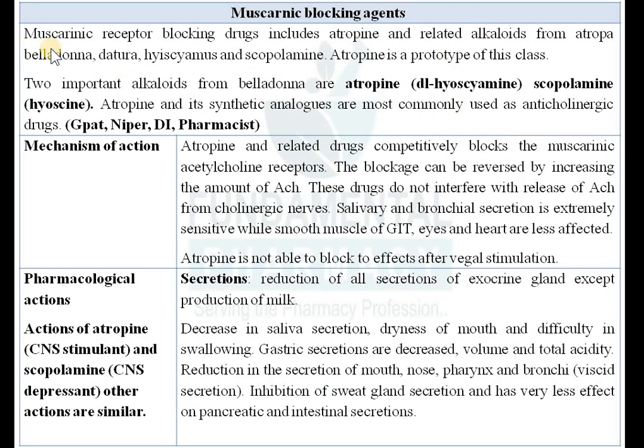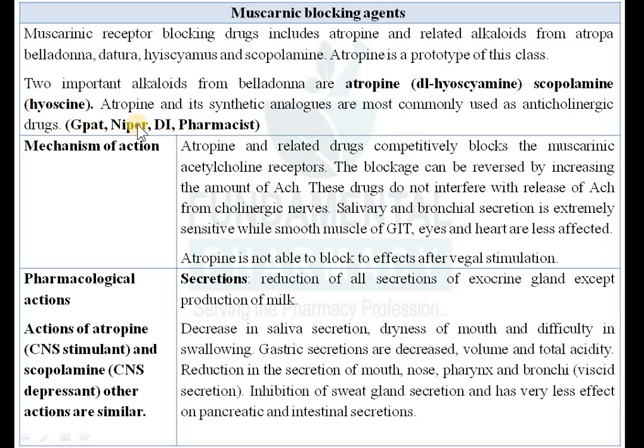मस्कैरेनिक ब्लॉकिंग एजेंट. ओके, सो मस्कैरेनिक रिसेप्टर ब्लॉकिंग एजेंट इंक्लूड्स एट्रोपिन एंड रिलेटेड अल्कलॉइड्स फ्रॉम एट्रोपा बेलाडोना, धतूरा, हायोसायमस, देन स्कोपोलामाइन. एट्रोपिन इज अ प्रोटोटाइप ऑफ दिस क्लास. मतलब बाकी जो ड्रग है वो डिस्कस नहीं किया जाएगा, एट्रोपिन डिस्कस किया जाएगा. उसके एडिशन में अगर कुछ होगा तो वो बोला जाएगा. ठीक है. सो टू इंपोर्टेंट अल्कलॉइड्स फ्रॉम बेलाडोना, दैट इज एट्रोपिन एंड स्कोपोलामाइन. एट्रोपिन इज अ डी एंड एल हायोसायमिन, अ रैसमिक मिक्सचर. स्कोपोलामाइन इज नोन एज हायोसीन.